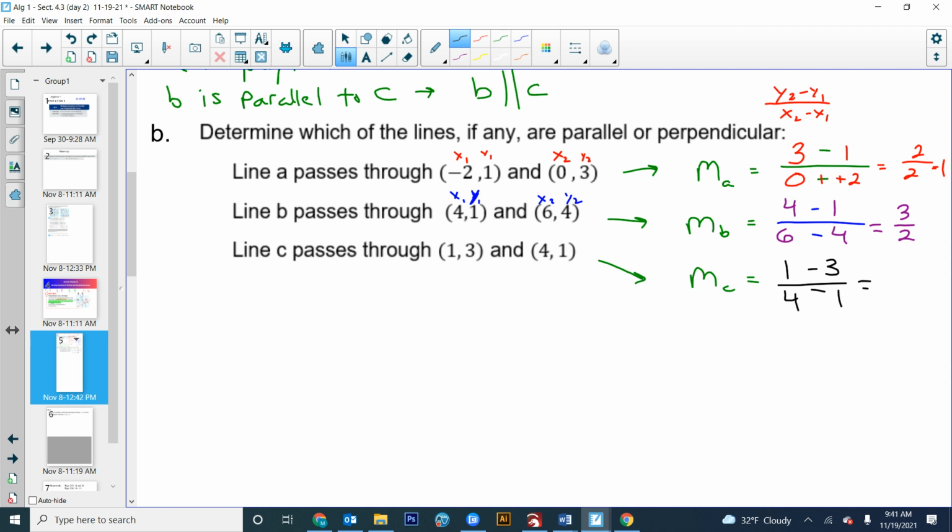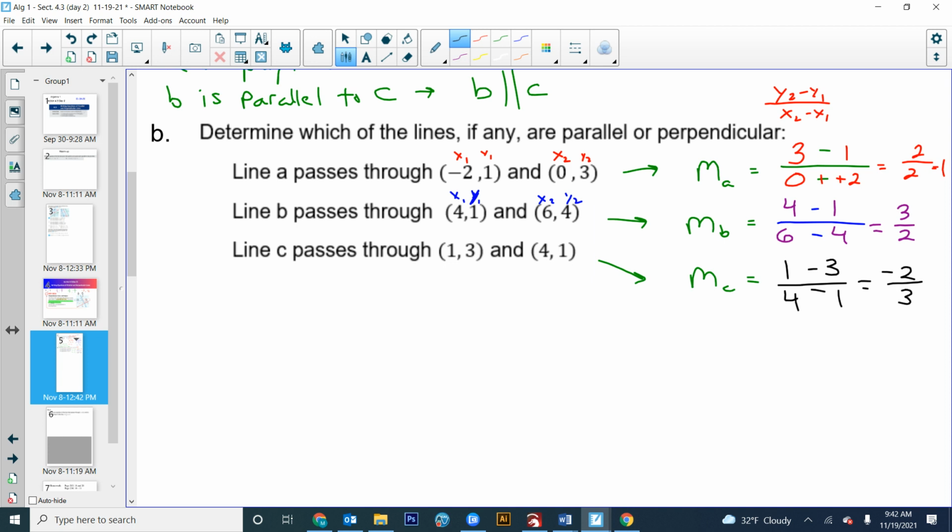What's 1 minus 3? Good. 4 minus 1? Is A parallel to B or C? No. Is A perpendicular to B or C? Which one, Brady? Perpendicular. Which one? A, B, and C. They're all perpendicular. What's the slope of A? 1. Is 1 the same? Negative 1. Is 1 perpendicular to 3 over 2?